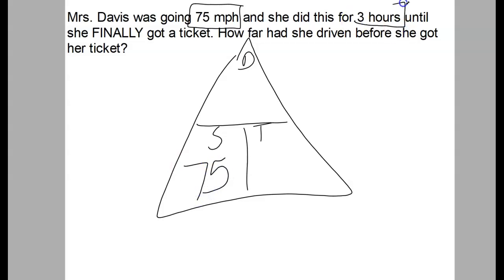She does this for 3 hours. Is that a distance or a time? It's a time. Does this problem look a little different than the other two problems? Do I have anything over something else? When I cover up the top of the triangle, is 75 over 3 or is 3 over 75? Or are they beside each other?